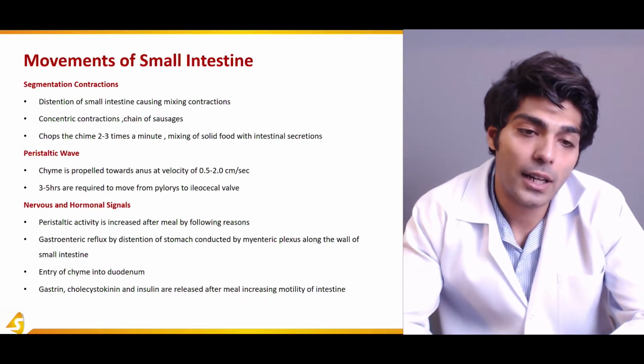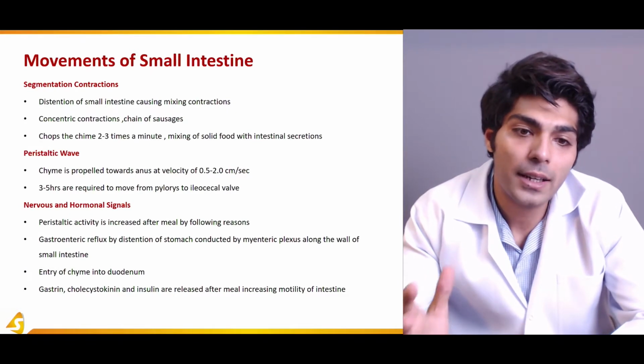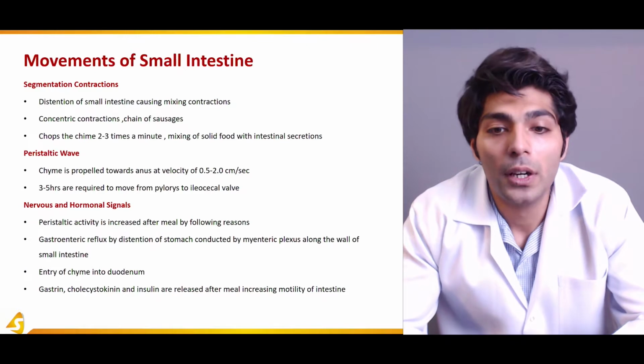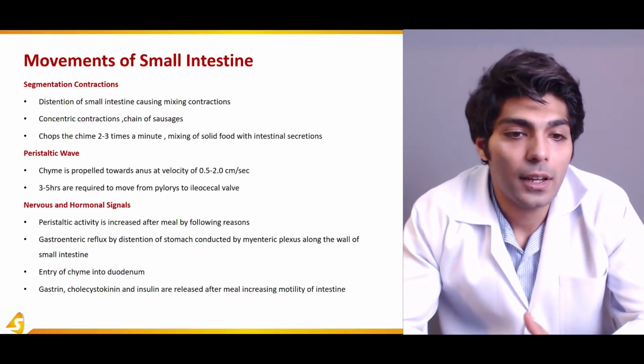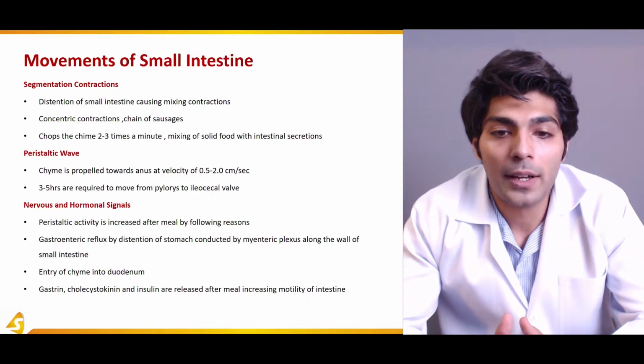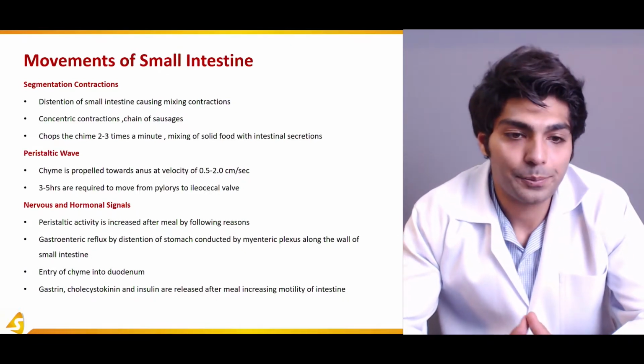Then there are peristaltic waves. The chyme is propelled towards the anus at a velocity of 0.5 to 2 centimeters per second. 3 to 5 hours are required to move from the pylorus to the ileocecal valve.